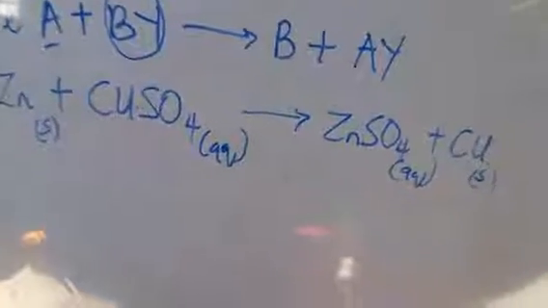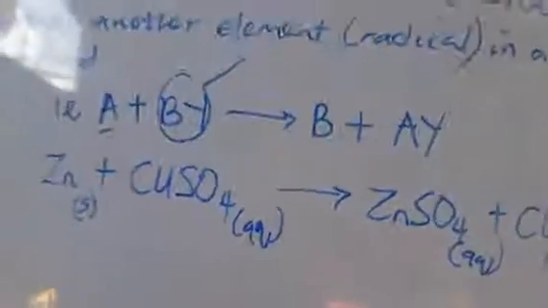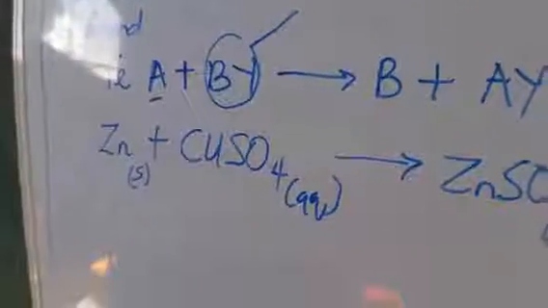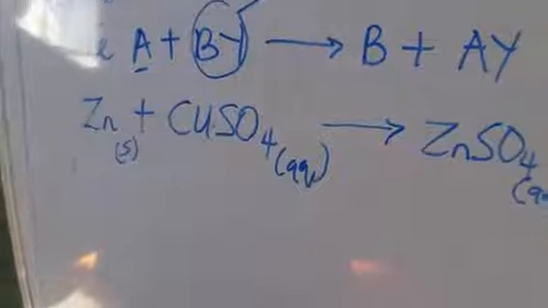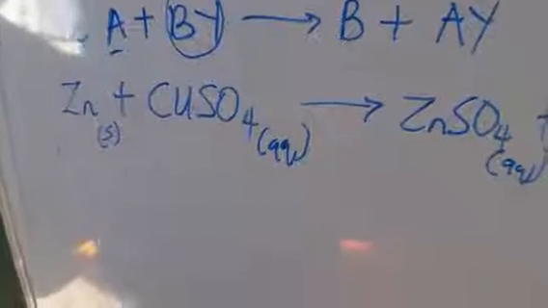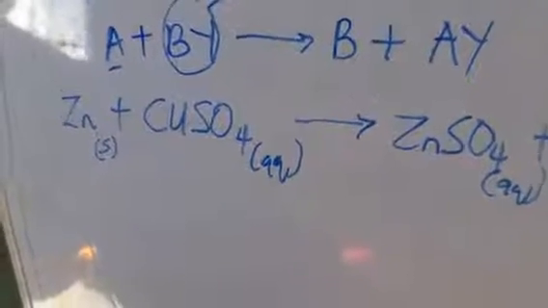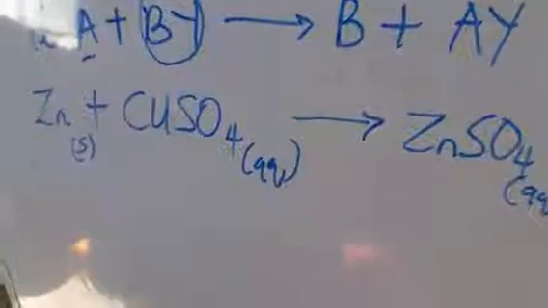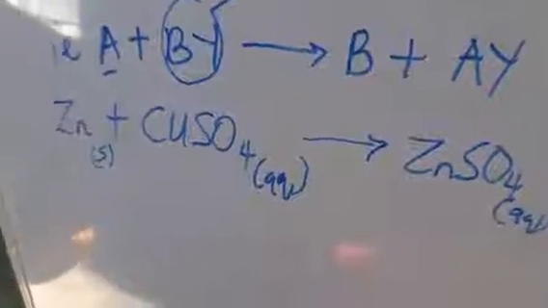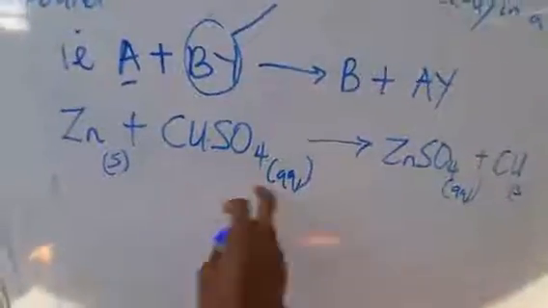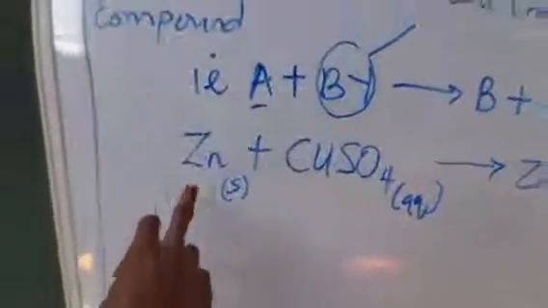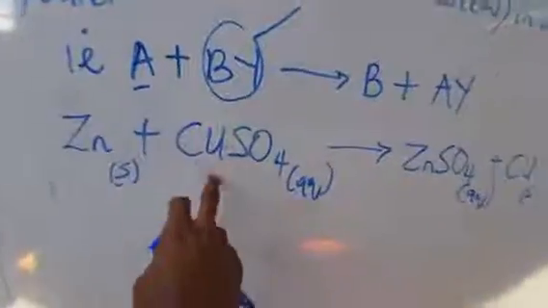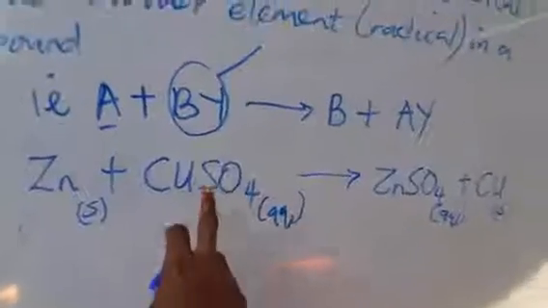The ability of an element or radical to displace another is determined by their relative position in the electrochemical series. The more electropositive element will definitely displace the less electropositive element. As we have seen in this displacement reaction, zinc is more electropositive than copper, so that's why it is able to displace copper out of this copper sulfate compound.